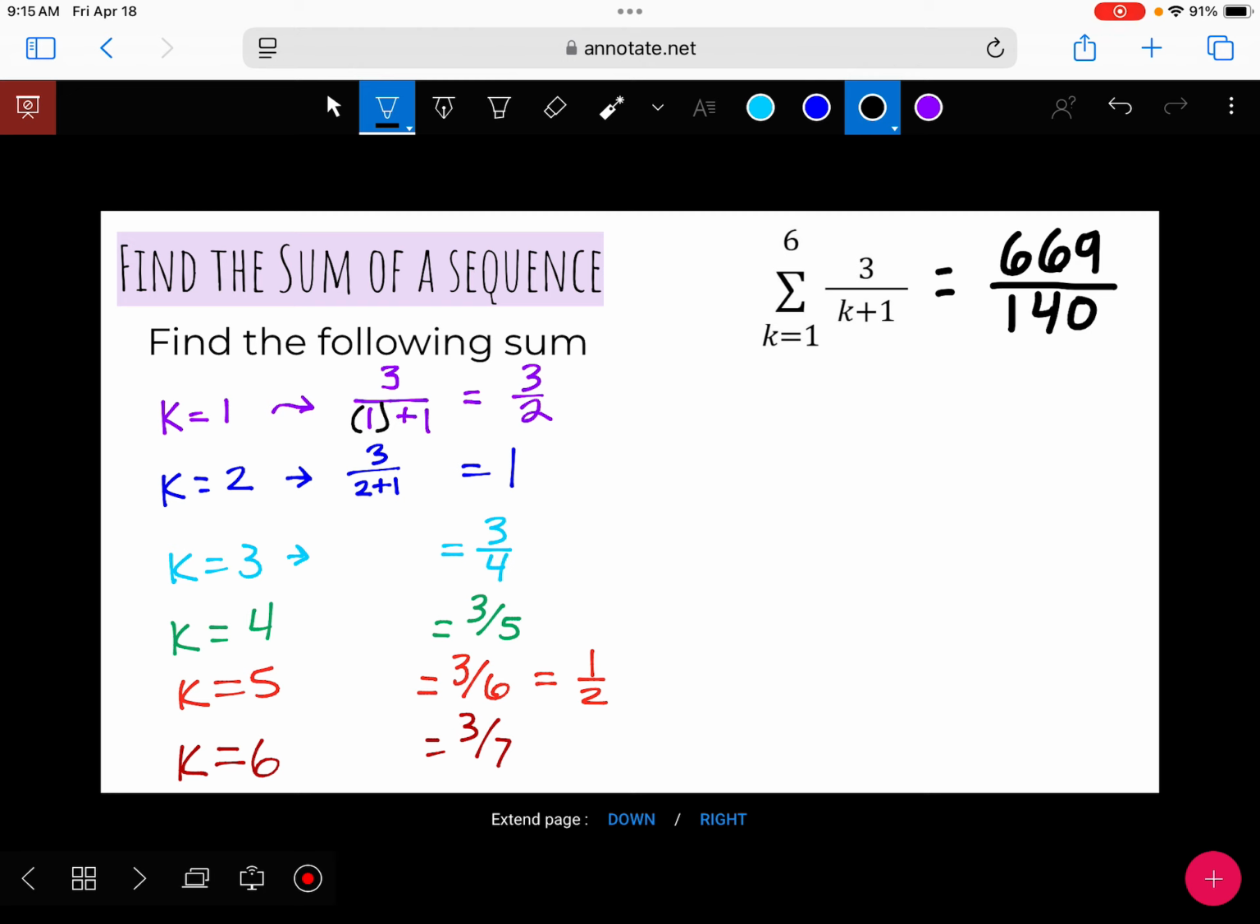So sometimes they're going to be gross fractions. But that's okay, because we have tools at our disposal. We do not have to do them by hand. You can do it by hand.